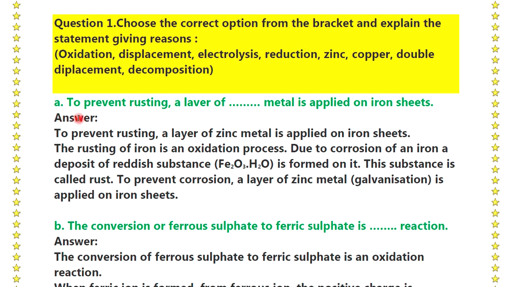A. Question. To prevent rusting, a layer of dash metal is applied on the iron sheets. Answer. To prevent rusting, a layer of the zinc metal is applied on the iron sheets. The rusting of iron is an oxidation process due to the corrosion of iron. A deposit of the reddish substance Fe2O3.H2O is formed on it. This substance is called rust. To prevent the corrosion, a layer of zinc metal, which the process is known as galvanization, is applied on the iron sheets.